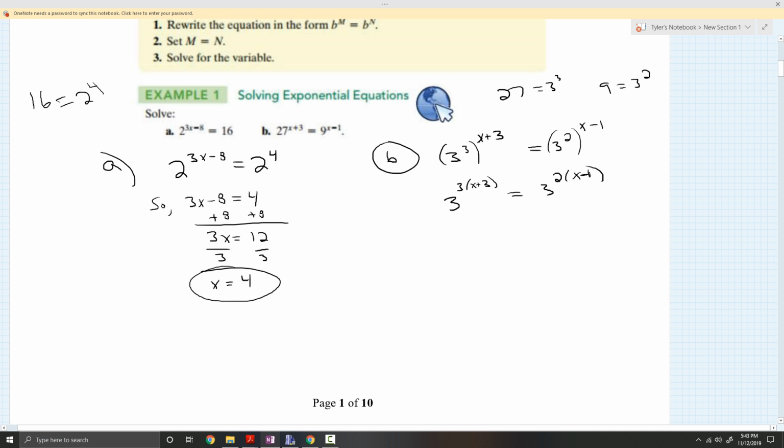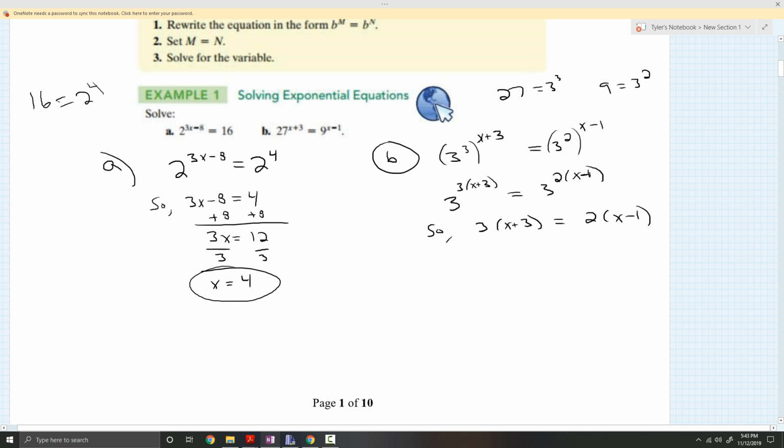Right, so power to a power, we multiply. That's the exponent rule. So this means 3 times x plus 3 must equal 2 times x minus 1.